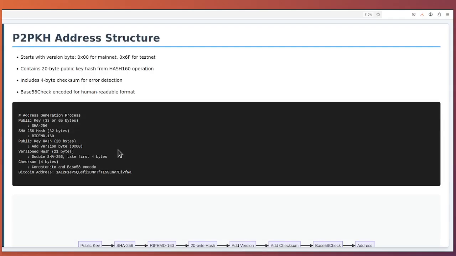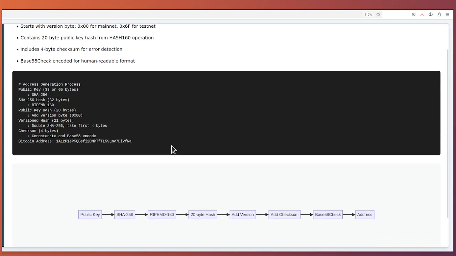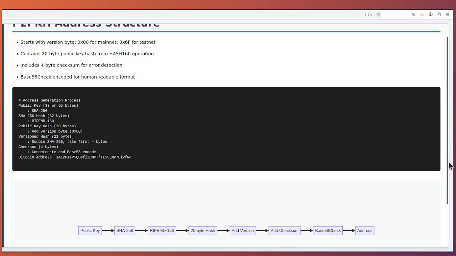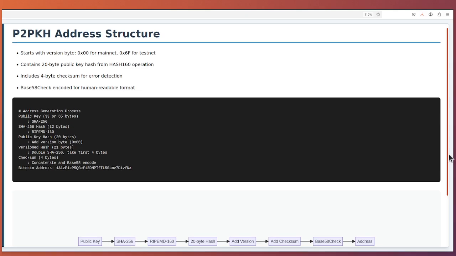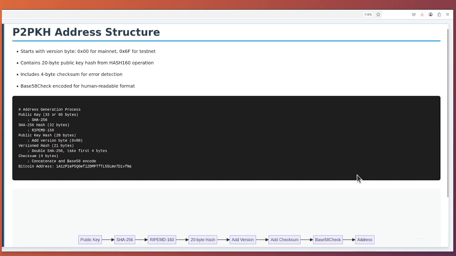P2PKH address structure. Bitcoin addresses are not just random strings of characters. They have a very specific structure that serves multiple purposes, including error detection, version identification, and human readability. Let's break down exactly how a P2PKH address is constructed from a public key, step by step.